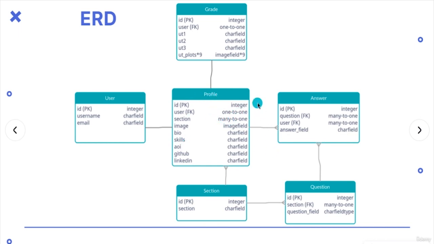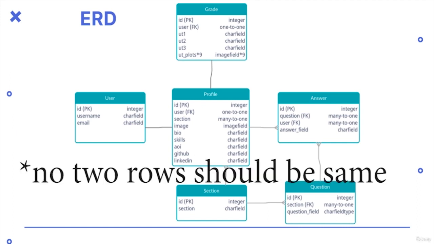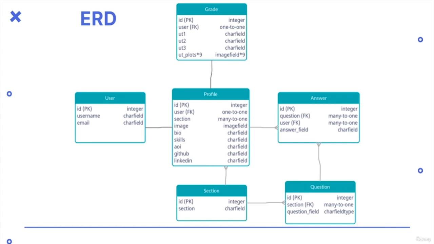Here we have an ID as primary key. A primary key is nothing but this: every entry in the database should be unique, so no two rows should be the same. For example, I have a user called user1, and I have another user called user1, and both of them have the same first name and last name. In that case, the entries may be the same, but it should not be the case.